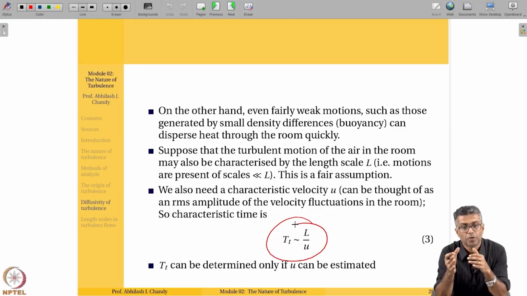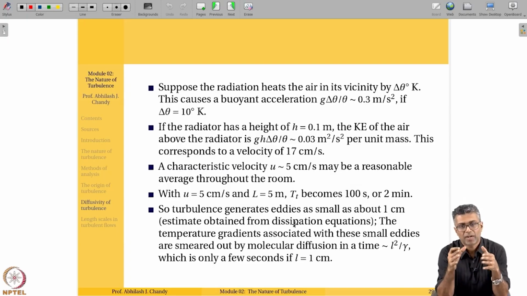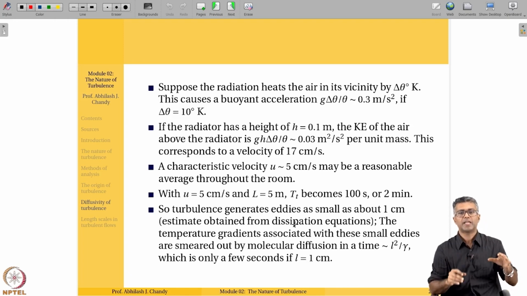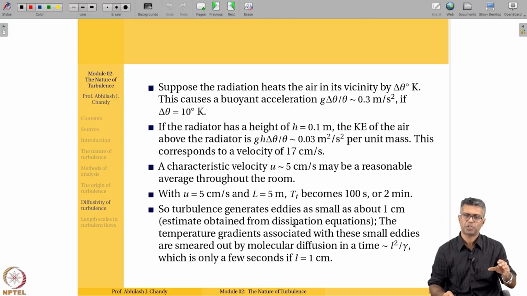So in turbulent flow, the time scale is already very different, right? Since we don't know what the velocity is, let's put some numbers in play and see what kind of magnitude we get. Let's say the radiation heats the air in its vicinity, so there is a change in temperature by delta theta because of the heat generated from the radiator, from the heating element.